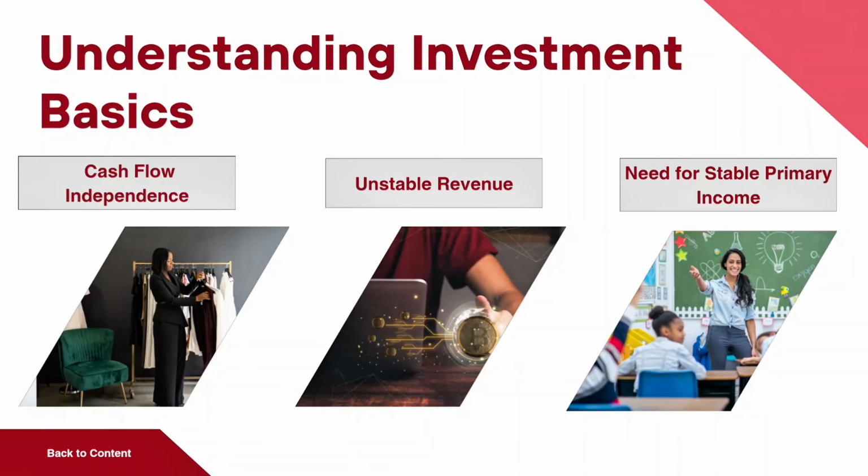Anna, who owns a clothing shop, creates another income source by renting out a small property she invested in. Even if her shop sales are affected by seasonal changes, her rental income ensures she has money coming in consistently. This allows her to focus on improving her business without financial stress.